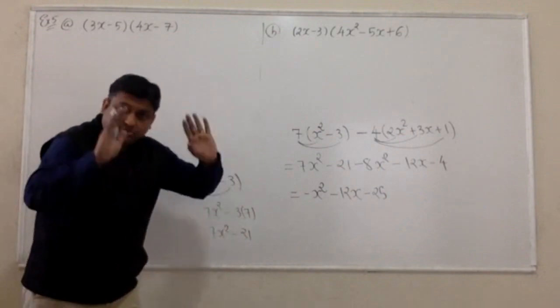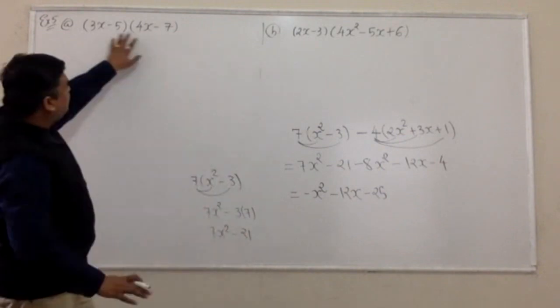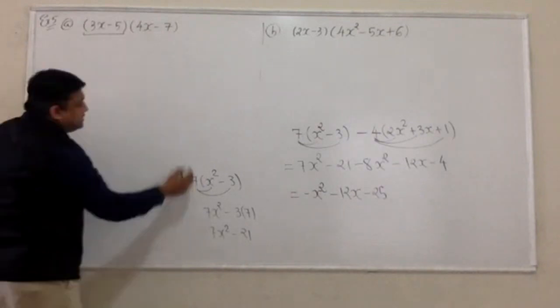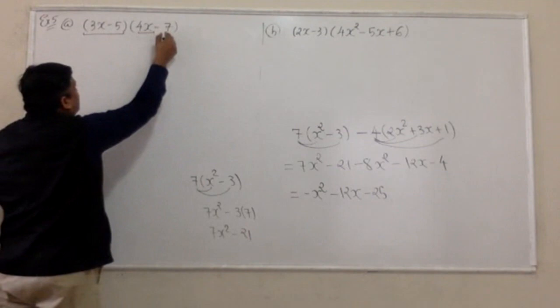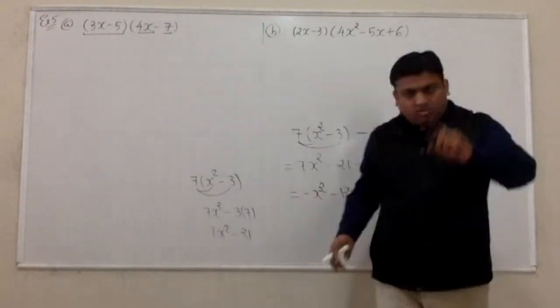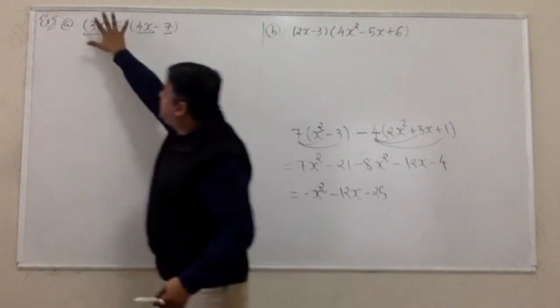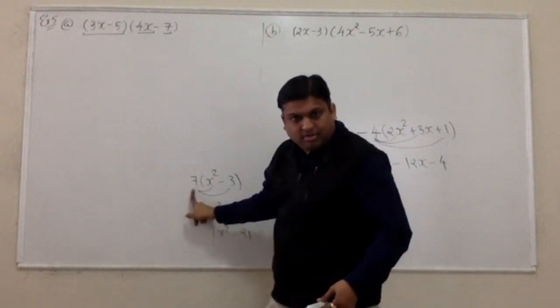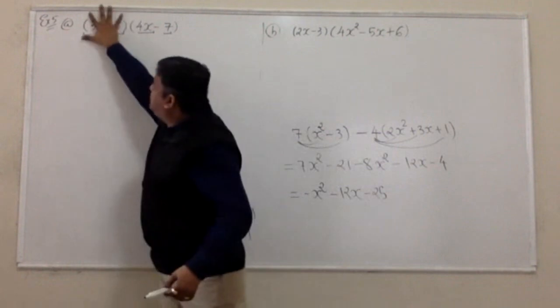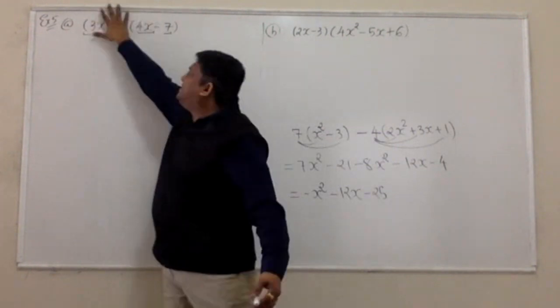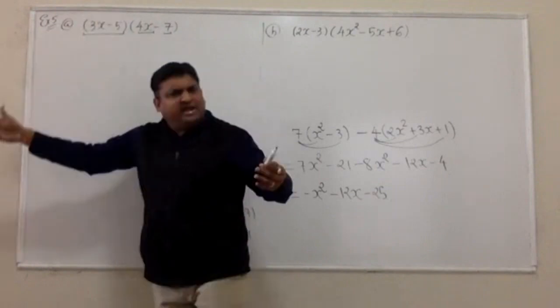I want you guys to see this example in the same way. A factor multiplied by a sum of terms. All right? So I want you to think of 3x minus 5 as a 7. Right? So again, think of this thing as a 7. 7 times 4x minus 7. How do you handle it?